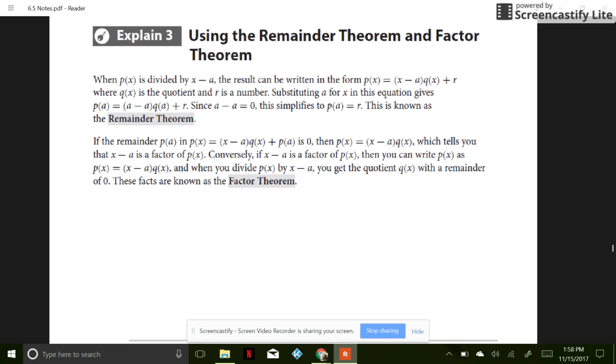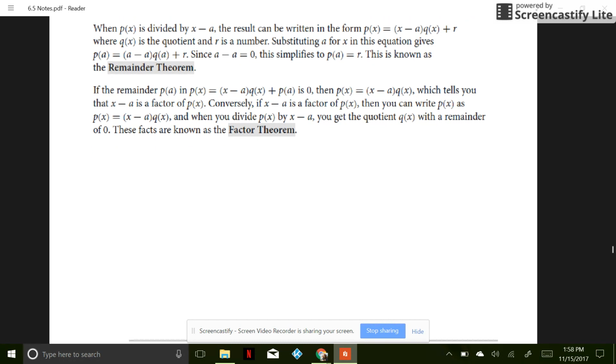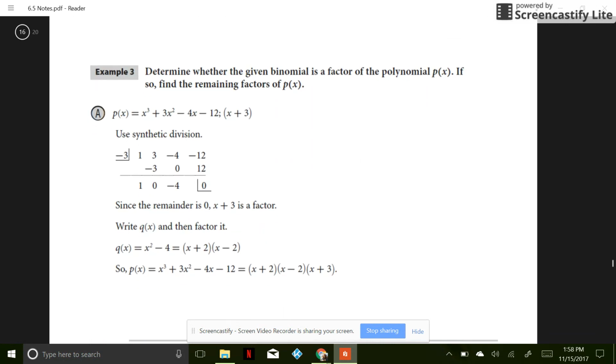So now we're going to talk about the remainder theorem and the factor theorem. The main thing that these talk about is if you're doing some synthetic division and you come up with a remainder of 0, that means that term is a factor. From there, you'll want to factor again as many times as you can until you get all of the factors. So that's what we're going to be working on here.